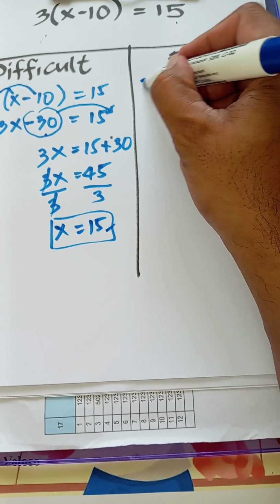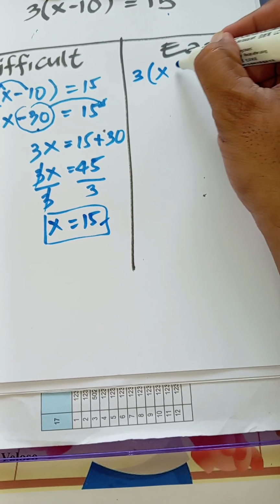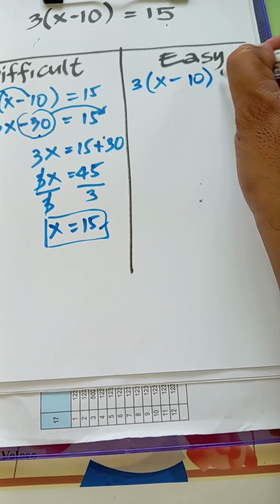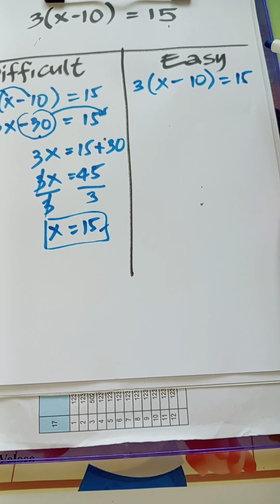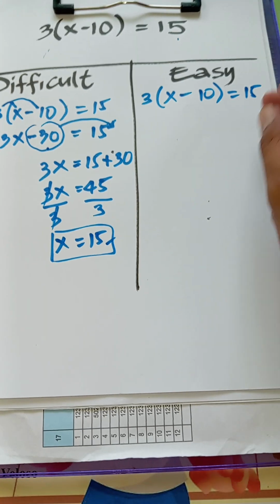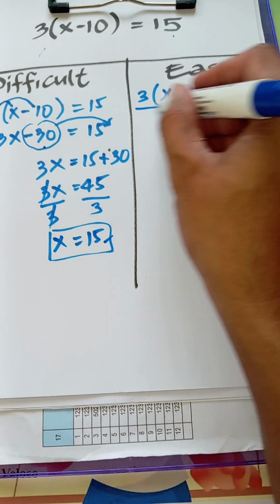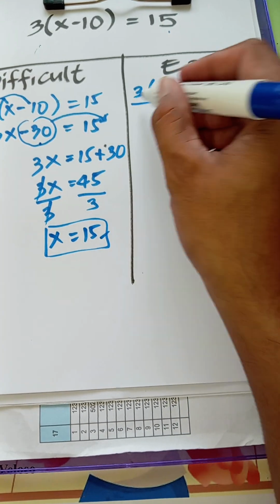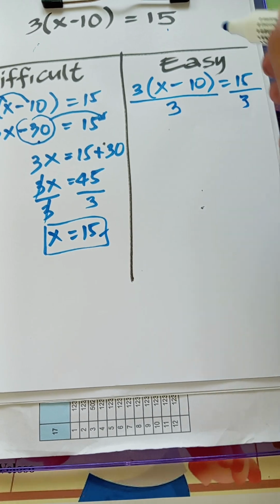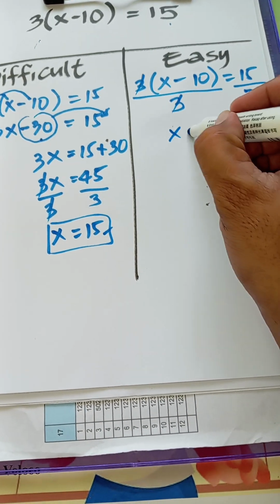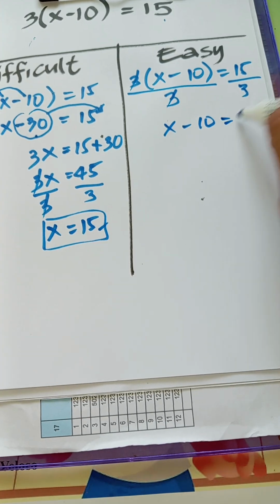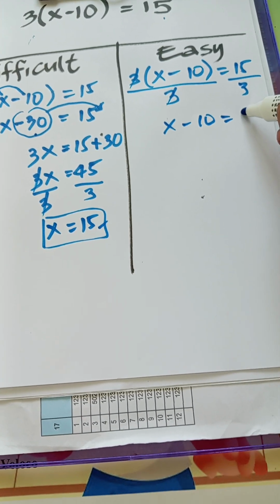So if we have 3 times the quantity x minus 10 equals 15, the easiest way to get the value of x, you just have to divide it by 3. By 3. And then cancel this one. So what remains is x minus 10. And divide 15 by 3.